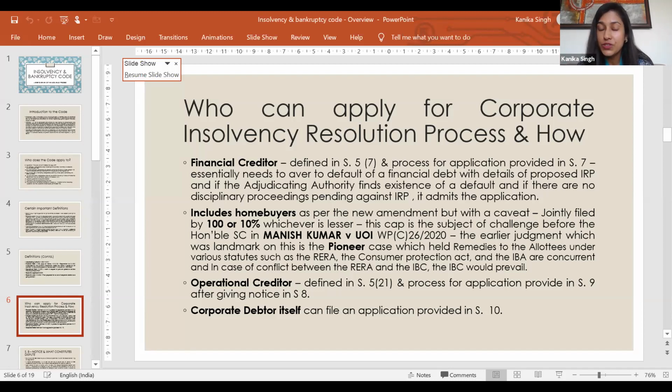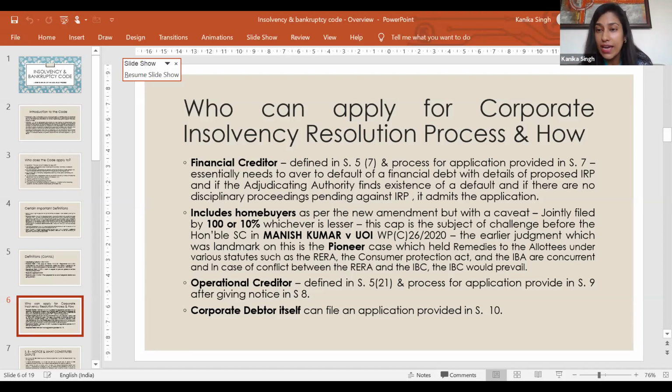We've already seen what is the definition of an operational creditor, operational debt. So anybody who has an operational debt in his favor can apply under section 9 after giving notice under section 8. We will just come to that in a bit.